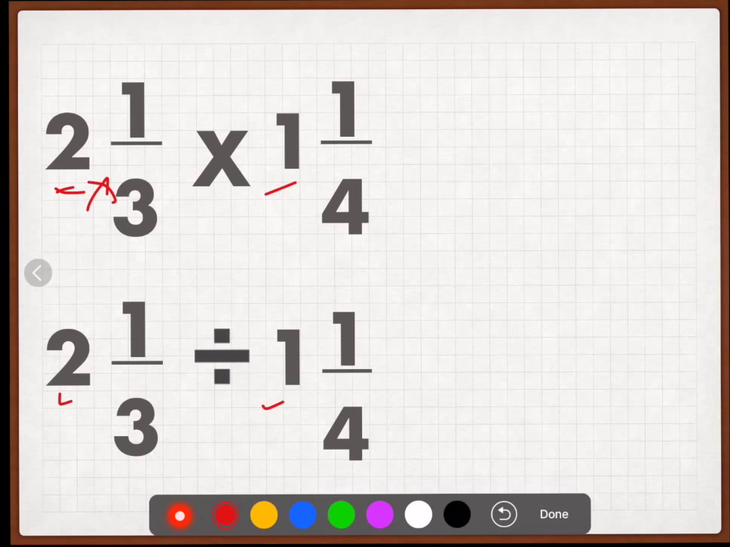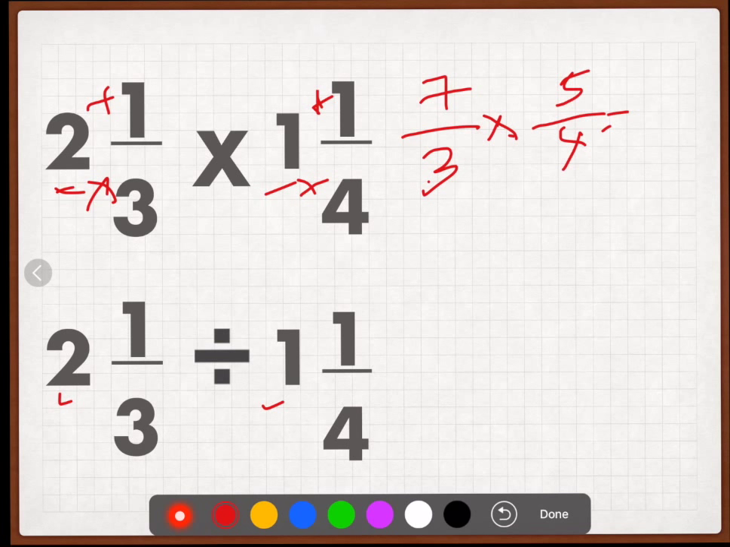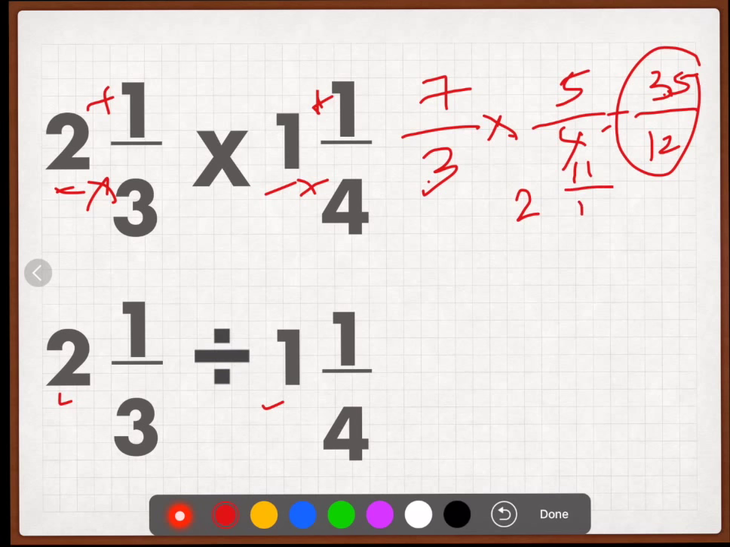So, 3 times 2 plus 1 is 7 over 3 times, then you have 4 times 1 plus 1, that is 5 over 4, and then you multiply it. So, 35 over 12. Tapos again, kung i-convert natin siya into improper fraction, you have 2, which is going to give you 24. Tapos 35 minus 24 is 11 over 12. So, the answer is 2 and 11 over 12.